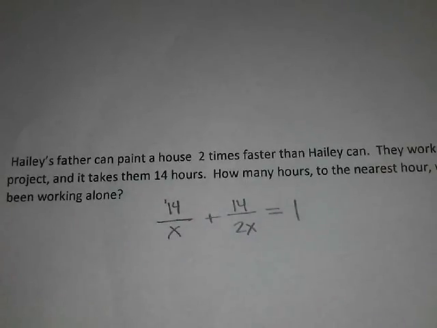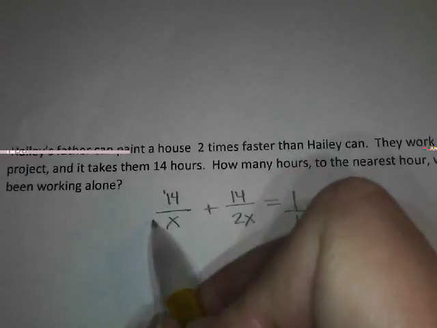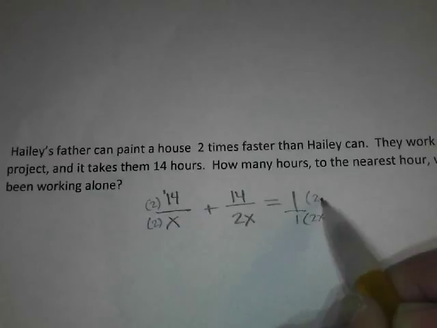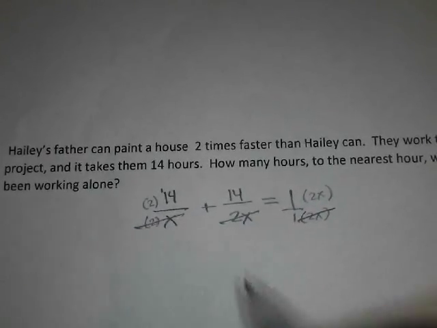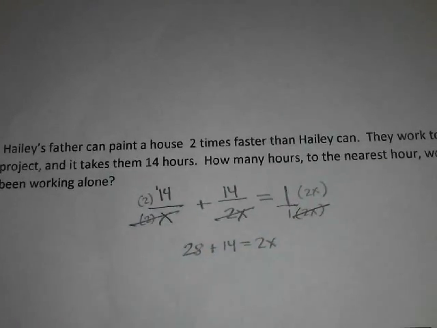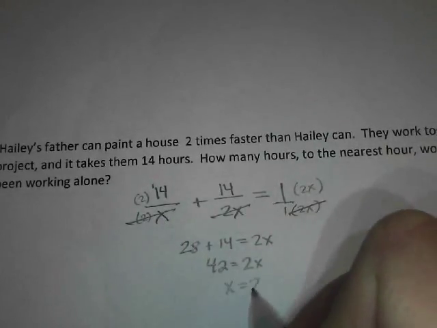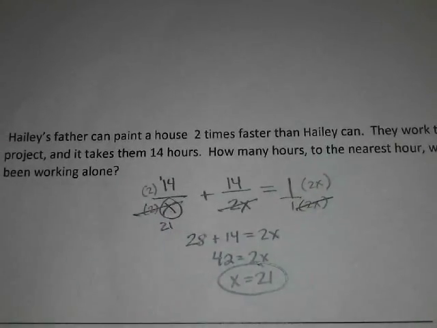So if I go to solve this, it's a rational. I need a common denominator all the way across. So this one needs to be multiplied by 2, this one needs to be multiplied by 2X over 2X. So once all the denominators are 2X and I'm solving, I can cross out. I get 28 plus 14 equals 2X. 28 plus 14 is 42 equals 2X, and X equals 21. Now, so someone's working at 21 units per hour, and the other person is working at 42.